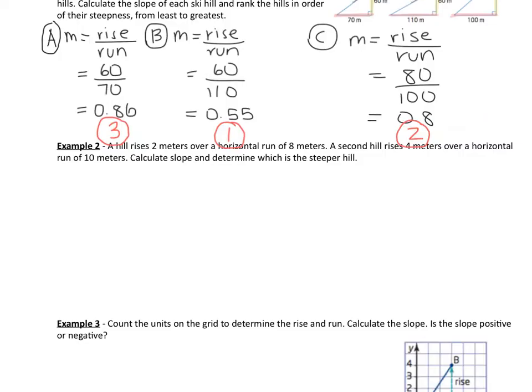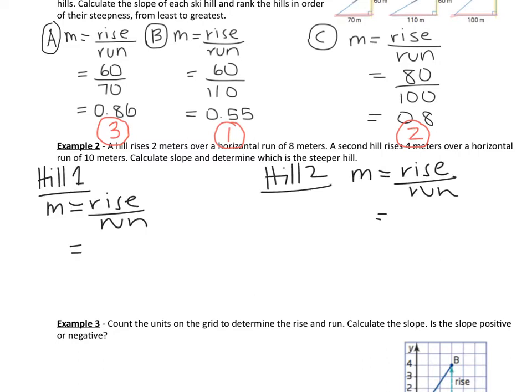Example number 2: a hill rises 2 meters over a horizontal run of 8 meters. A second hill rises 4 meters over a horizontal run of 10 meters. Calculate the slope and determine which is the steeper hill. I'd like you to pause the video at this point and see if you can calculate the slope for each of these 2 hills. You're doing the exact same thing as we did in example number 1. We're going to use the formula slope equals rise over run. So pause the video, and when you feel like you've gotten a solution, you can hit play again and see if you've gotten it correct.